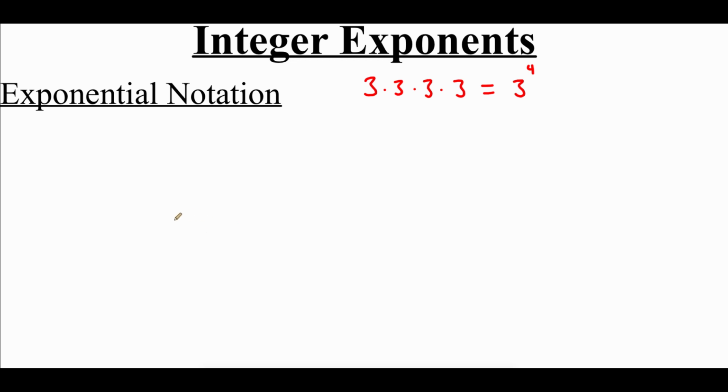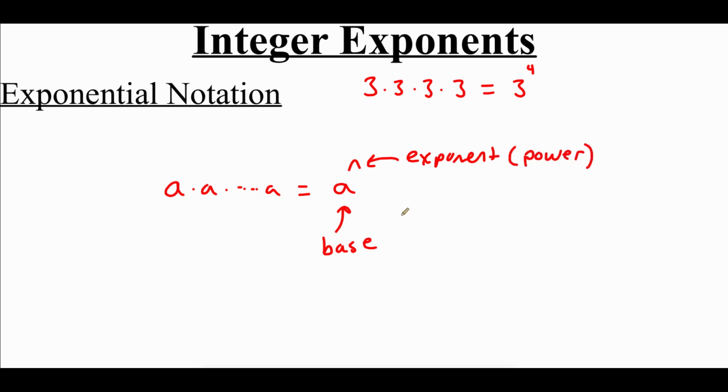So in general, if we're multiplying some number together, so let's say we're taking a times a whole bunch more a's, what we can do is shorten that to be a to the nth power, however many factors there are. That a value is called the base, and then that number that we put on the base is called the power or the exponent. So we would read this as a to the nth power.